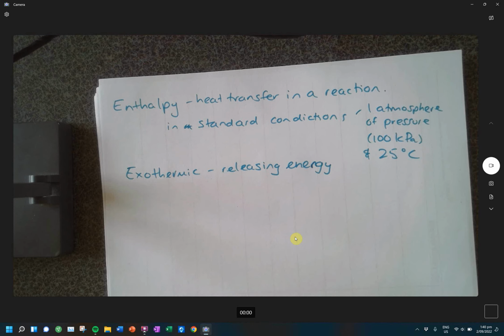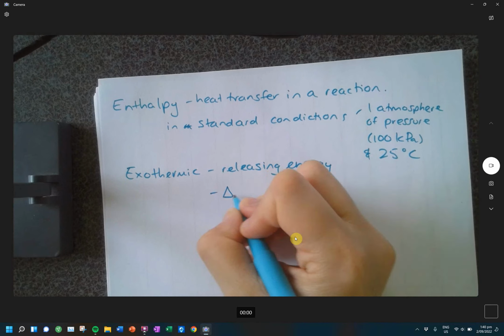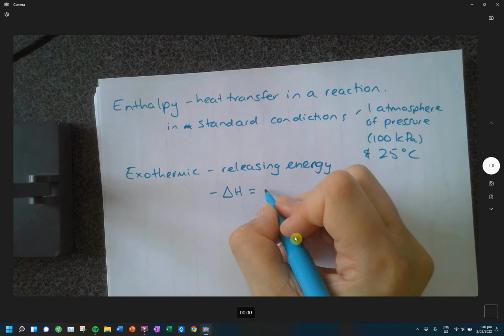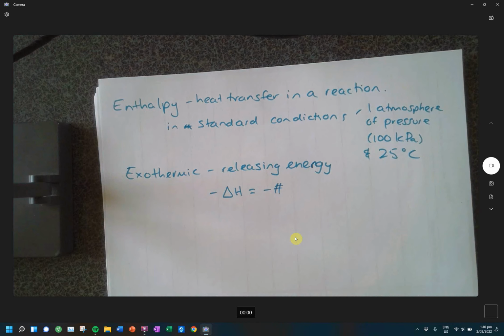Do you guys remember the delta H? So delta H is your change in enthalpy. For an exothermic reaction, would that number be positive or negative? Do you remember? You've got a 50-50 chance of getting it right. Negative, not positive. So if I see a negative number when I have a delta H, that tells me it's an exothermic reaction. If I felt a test tube that was exothermic, what would it feel like? Hot or cold? Hot, because it's releasing energy.